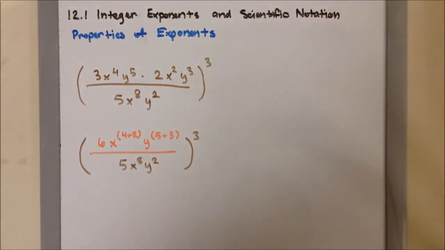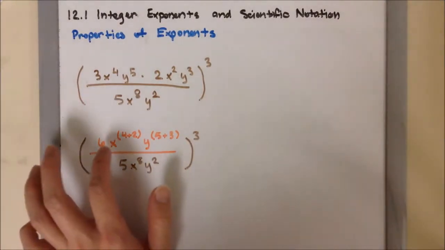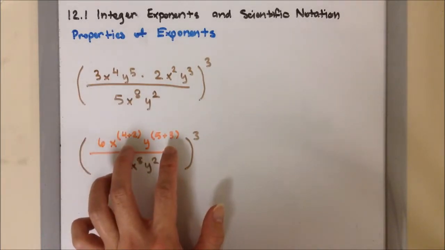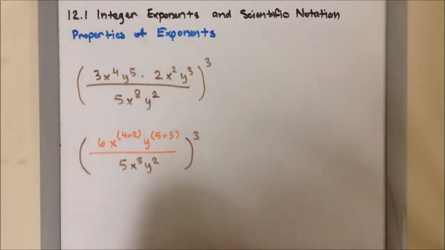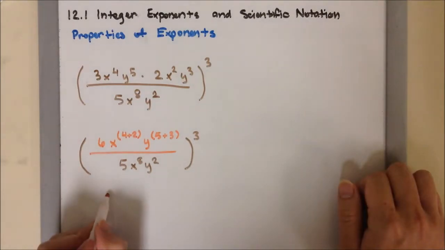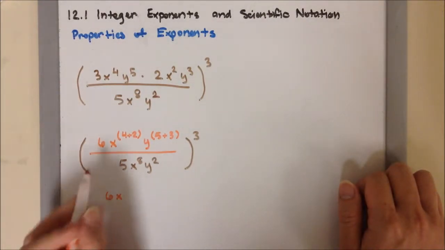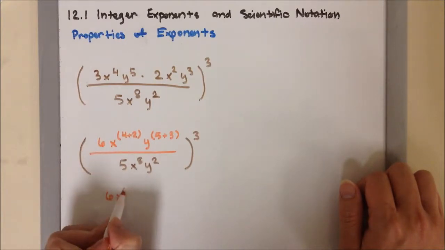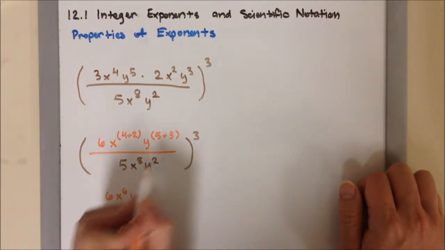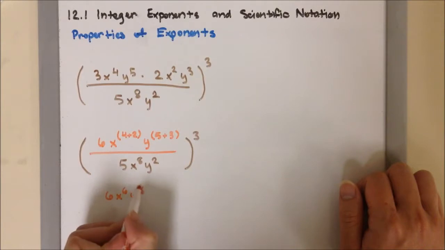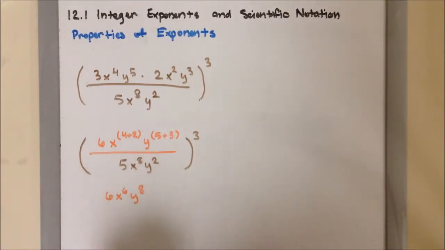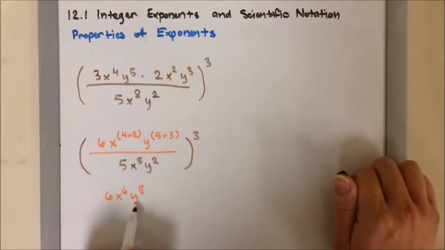So once I simplify the numbers and show the work of combining the exponents, my numerator will look like this. So 6x to the 4 plus 2, that's 6 for the x. For the y, 5 plus 3, that's going to be 8. And then everything else will stay the same.